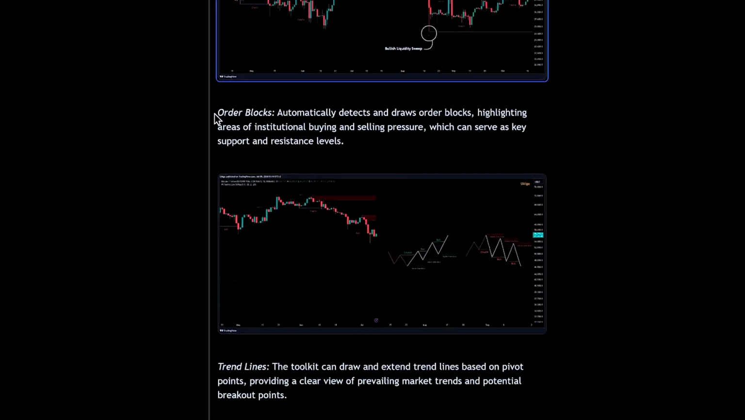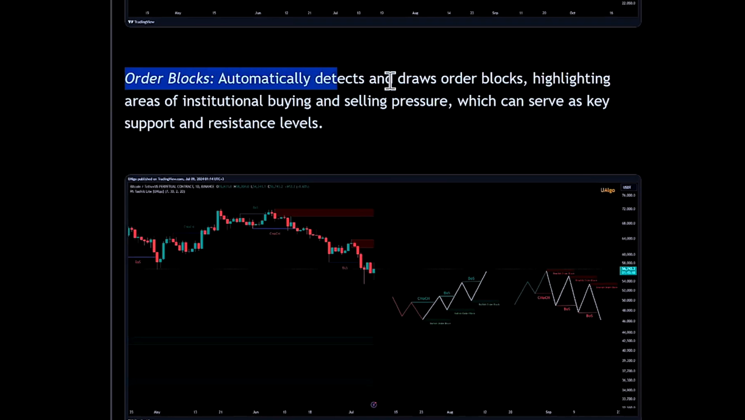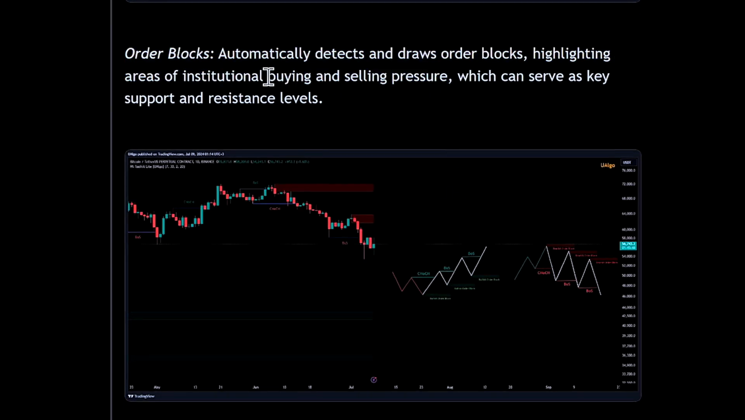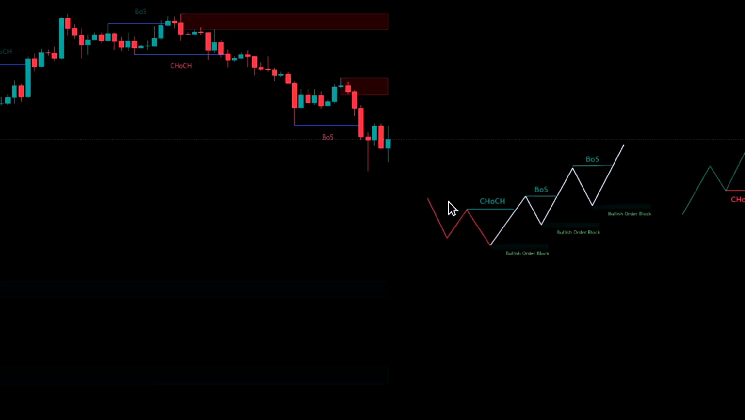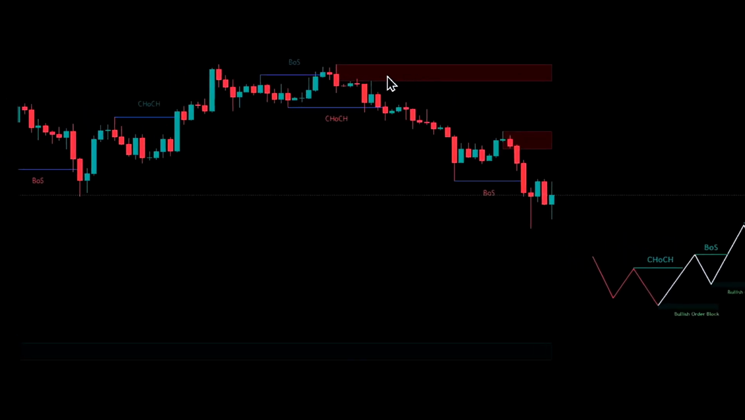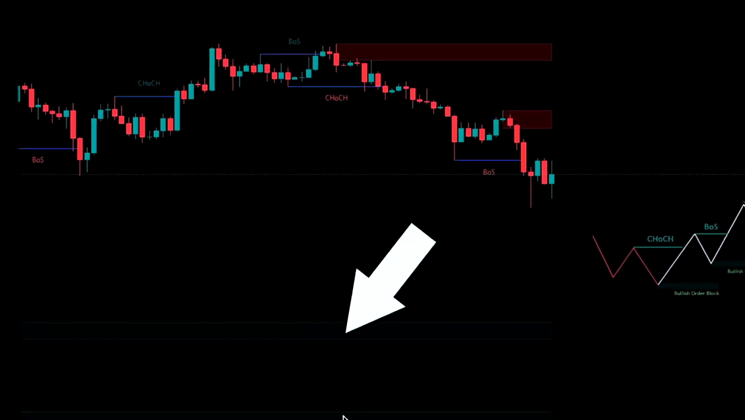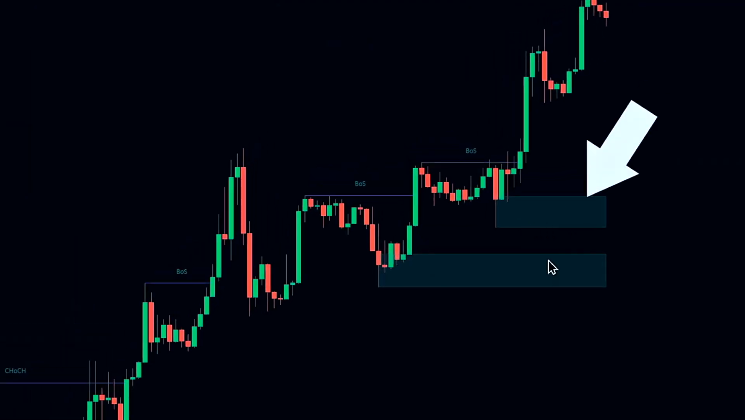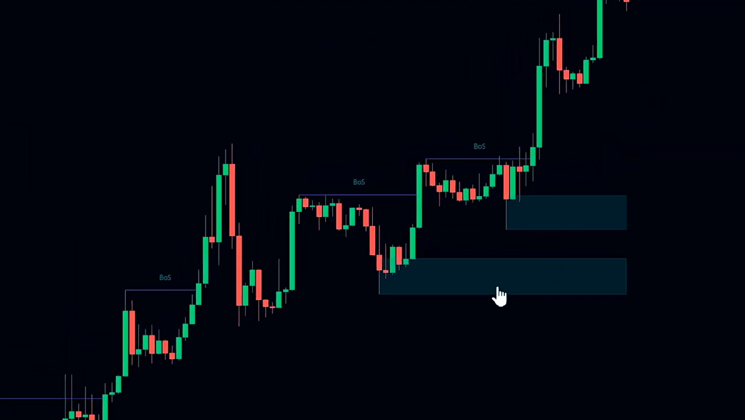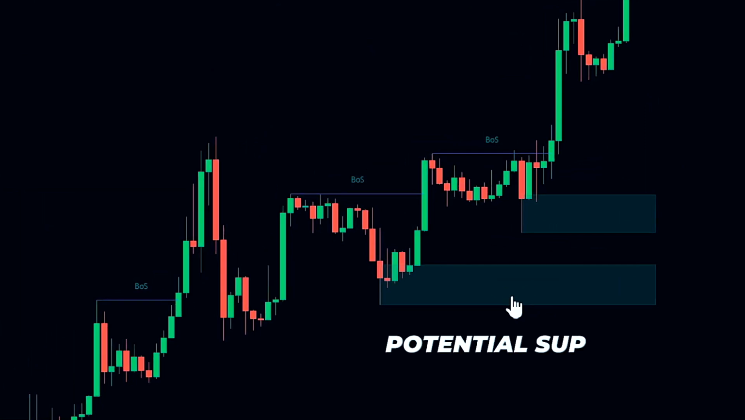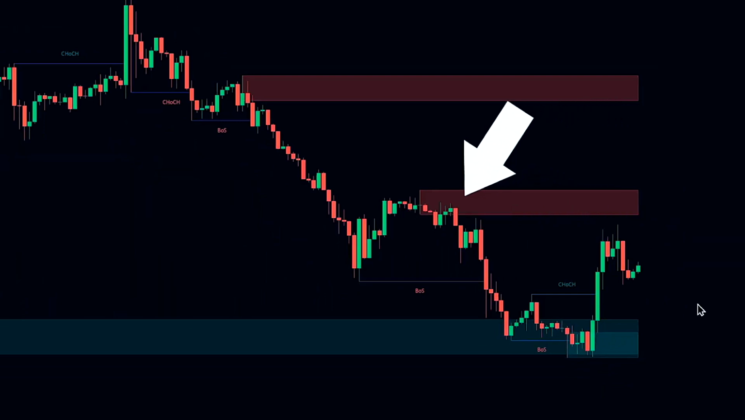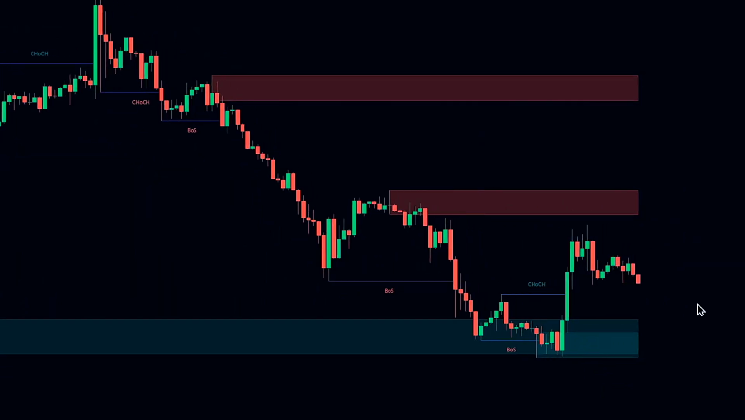Another killer feature is the automatic detection of order blocks. These are zones where big institutional players drop hefty buy or sell orders, creating strong support or resistance levels. The indicator marks these areas on your chart, showing you where the big money's at. For instance, a bullish order block shows where institutions are buying, acting as a potential support if price pulls back. A bearish order block, though, signals selling pressure and can act as resistance.